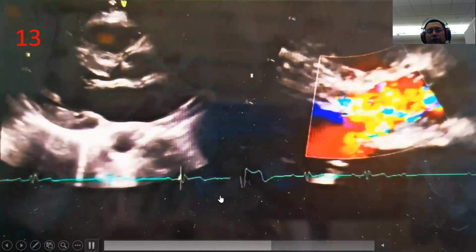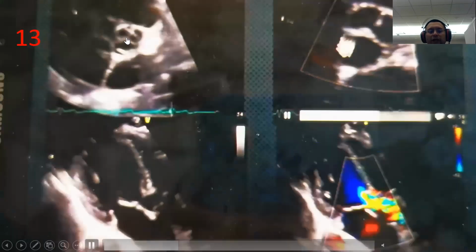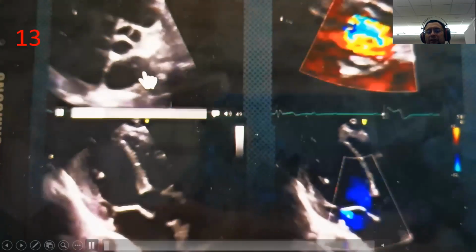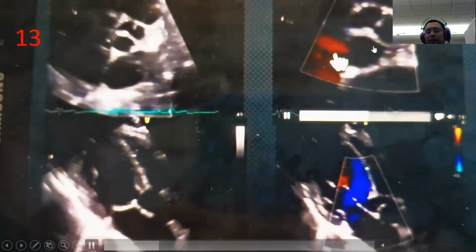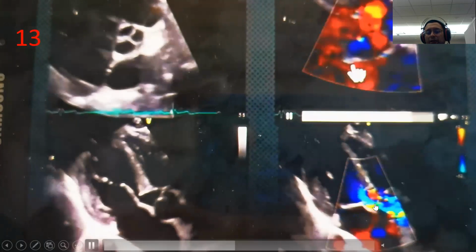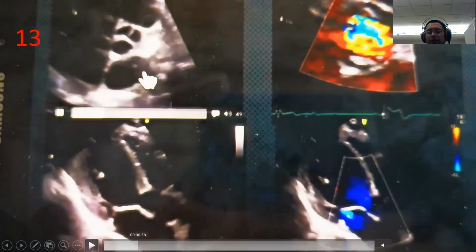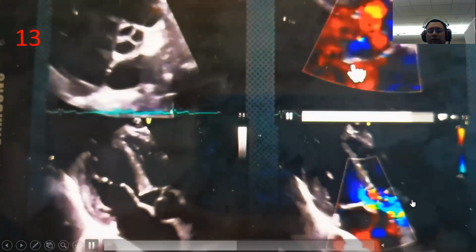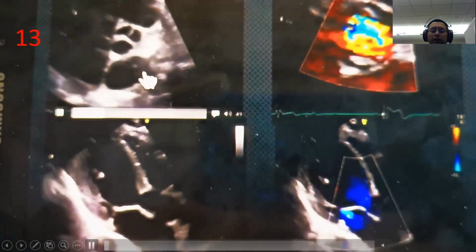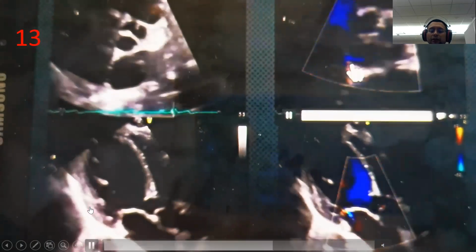Another clue is, if you look at this view here, the aortic valve is actually opening normally. Correct or not? Yeah, the aortic valve is opening normally. So where does the turbulence come from? The turbulence comes from the subaortic membrane. So that's an example of a subaortic membrane. I'll let it play again, one last time.